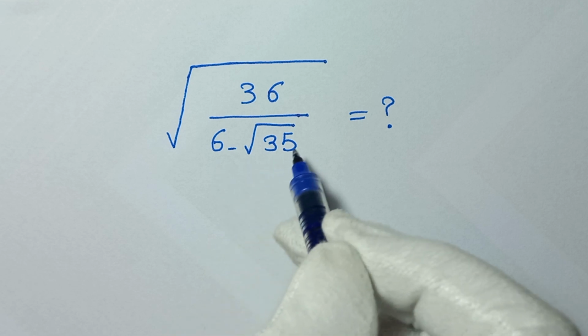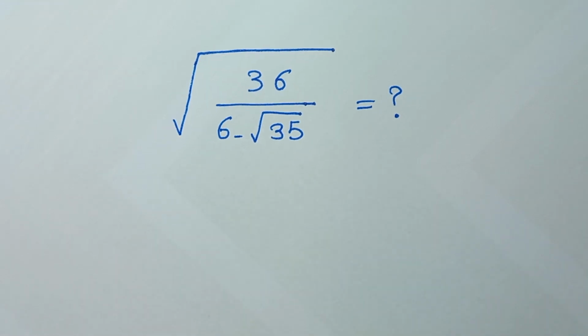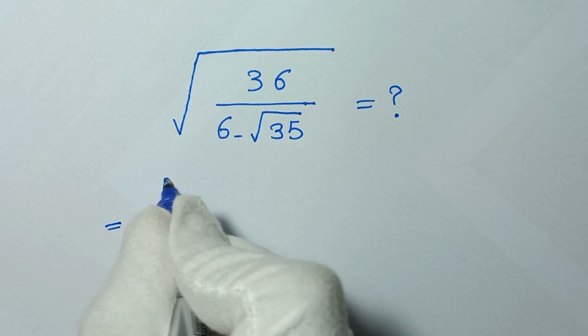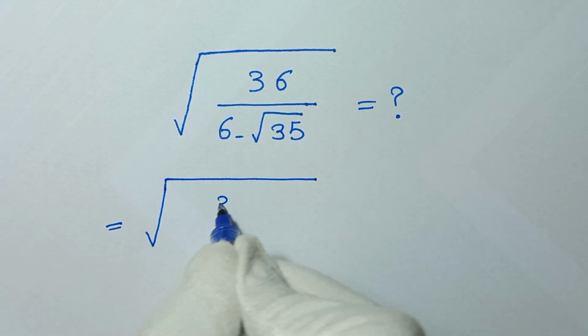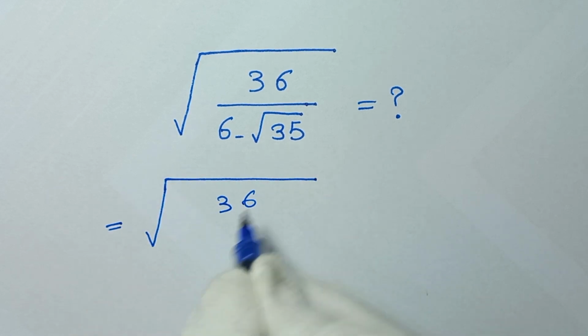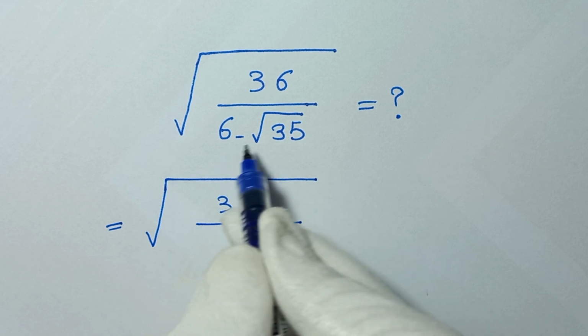You're welcome to simplify this math problem, which is the square root of 36 over 6 minus the square root of 35. In the first step, this equals the square root of 36 over 6 minus the square root of 35.